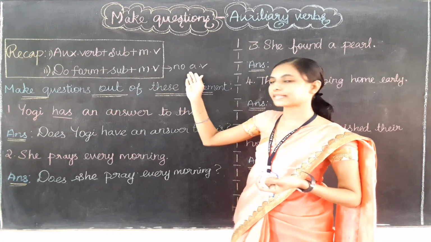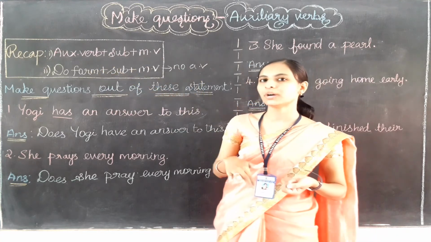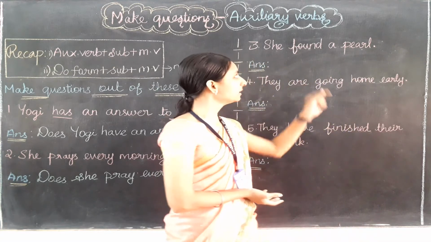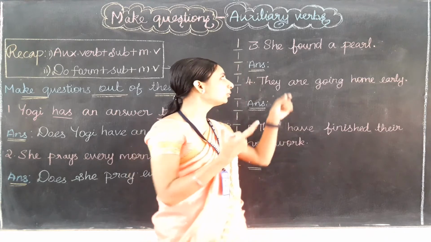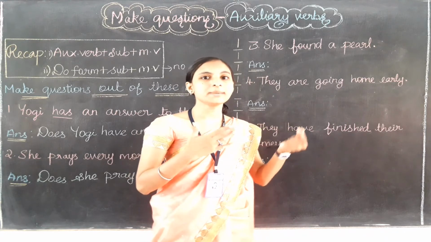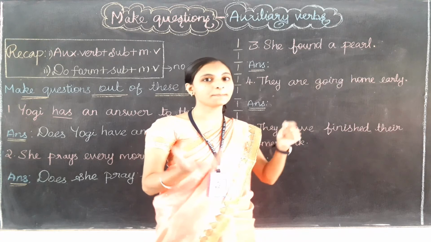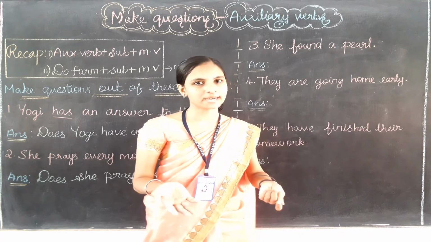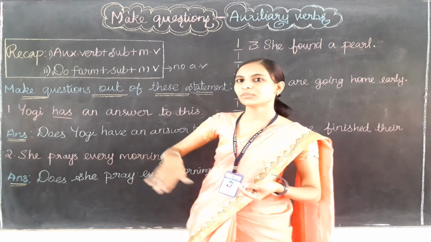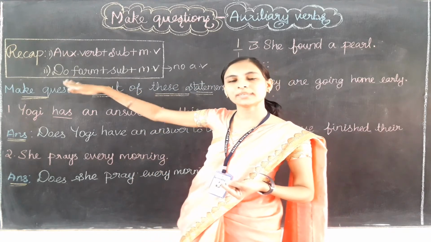When there is no auxiliary verb, we need to use the do form verbs only. So here the main verb found is the past tense verb only. The normal main verb is find, but here they have used the past tense verb, that is found. Then this statement is talking about the past time. So for the past time verb, which verb do we need to use from the do form?